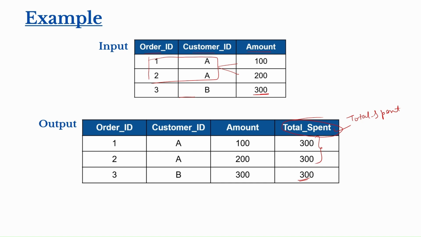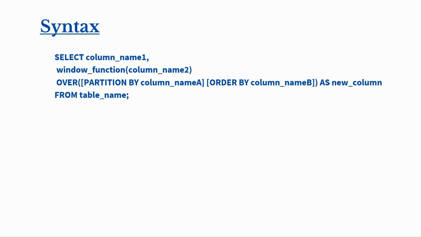Let's now take a look at the syntax that you will use for a window function while writing an SQL query. The basic syntax is going to be something like this, where we write the window function on some specific column name, over partition by column name, and then we apply the order by, and then we just give it a new column. That's how our window will be formed. Let's take a look at each of the parts.